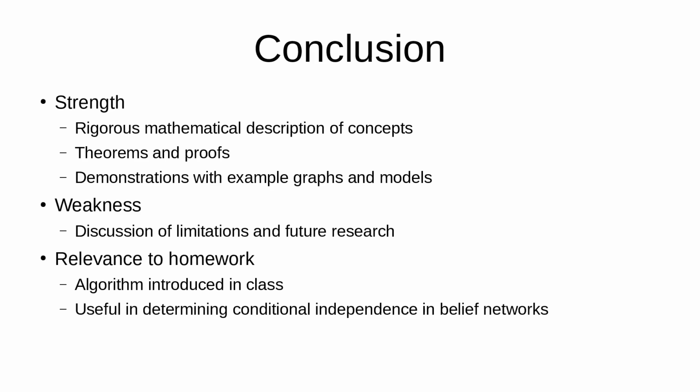In conclusion, the strength of the paper lies in the rigorous mathematical description of all necessary concepts leading to the irrelevance and requisite information in belief networks and influence diagrams. The use of theorems and proofs convinces the reader beyond doubt that the Bayes-Ball algorithm achieves its objectives within linear time complexity. Further demonstrations with example graphs help illustrate the steps in the algorithm clearly.